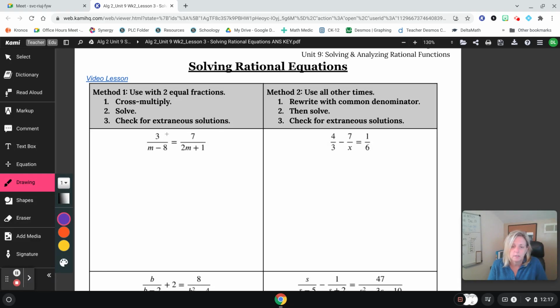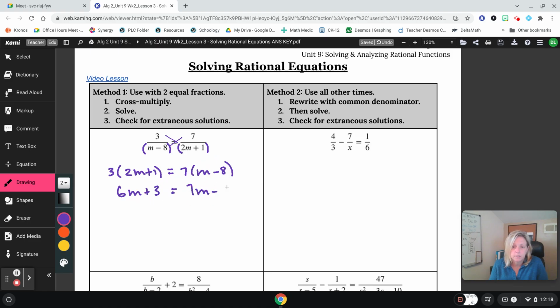If we look at the left side of the equal sign, it's a fraction, and the right side is a fraction. So we can use cross multiplication. And remember that our expressions are going to have to be in parentheses, which means we have to distribute. One of the common mistakes. If we cross multiply, we have 3 times 2m plus 1 on the left, and that's going to equal 7 times m minus 8 on the right. And then distribute.